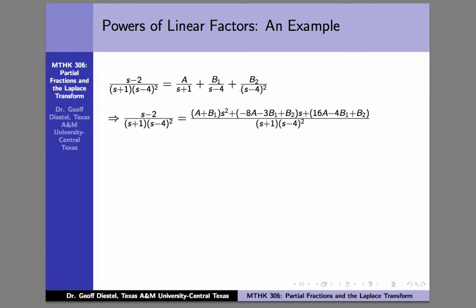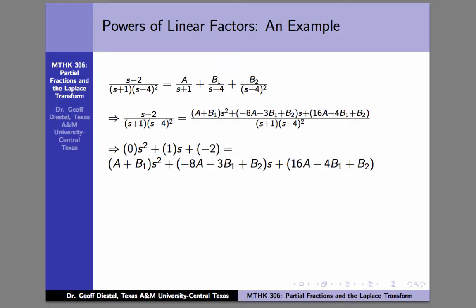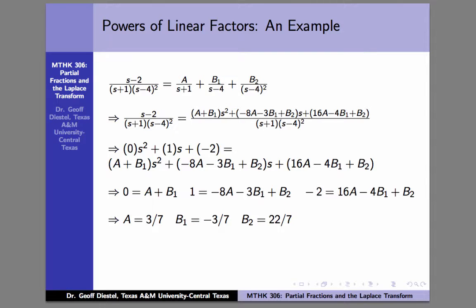Again, we put it back together, and we reorganize the coefficients so that we have a clear s squared term, a clear s term, and a clear constant term in the numerator. And we compare that to the s minus 2, which is really 0s squared plus s minus 2. And we just set those coefficients for the powers of s equal to each other and solve the system of equations. And we get these values by doing that. And again, we just plug them back in, and then we have a simpler expression, at least simpler in the sense of doing what we need to do, which is inverting the Laplace transform.